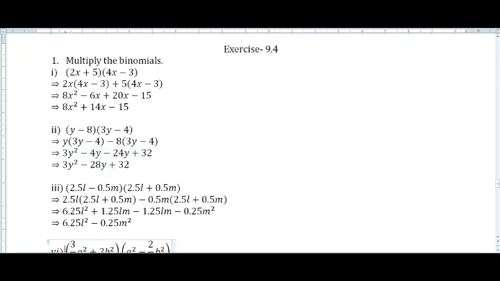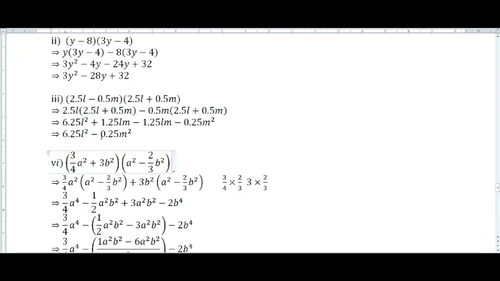Question number 3, with decimal points. 2.5 L minus 0.5 M, 2.5 L plus 0.5 M. Applying the formula, we put 2.5 L first, then the bracket with minus 0.5 M.